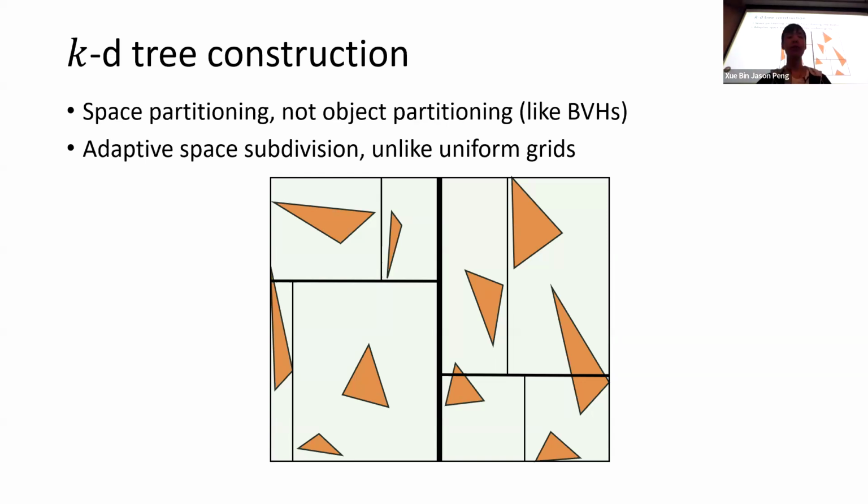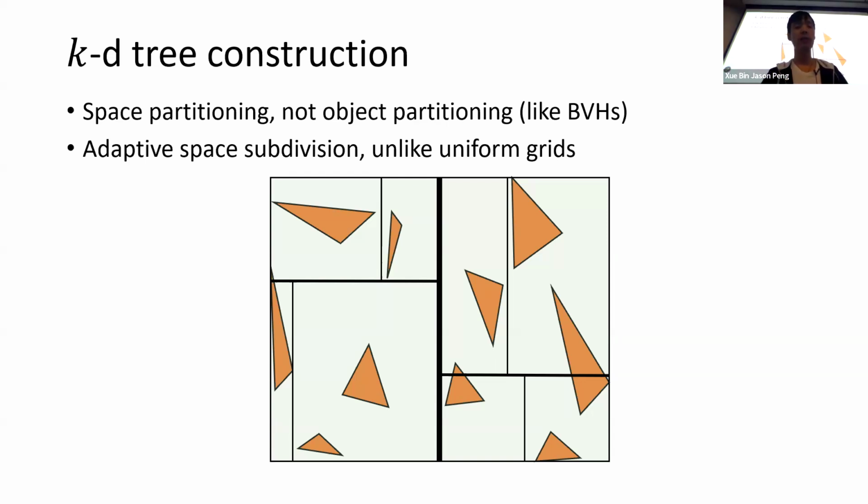Right, yeah, the partitions themselves, they don't have to split a cell into 2 equal halves. You can put that partitioning plane where you want, and how you pick that partitioning plane will be by using similar heuristics as what we use for BVHs. Right, so that's how we construct a KD tree.